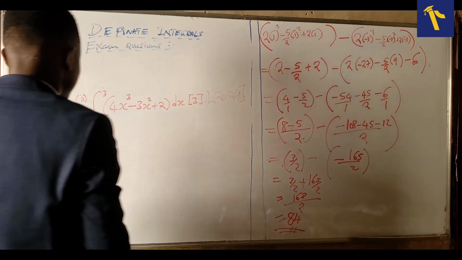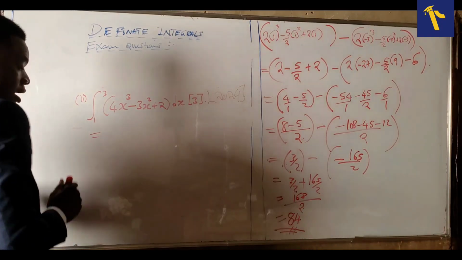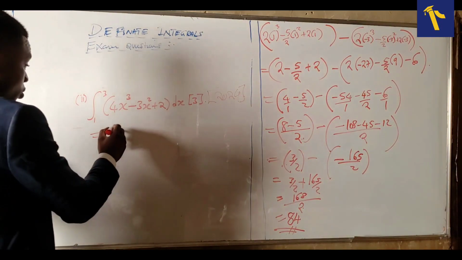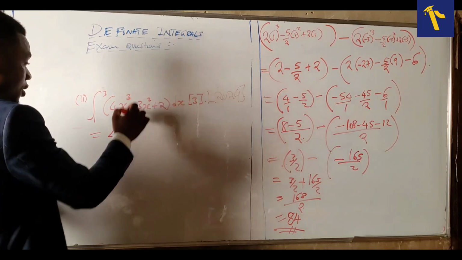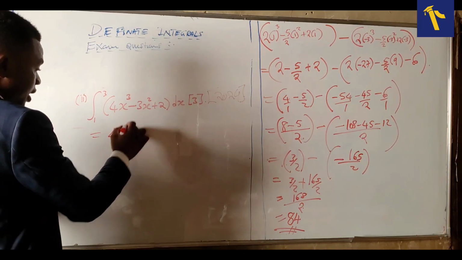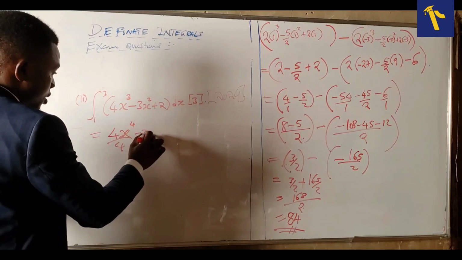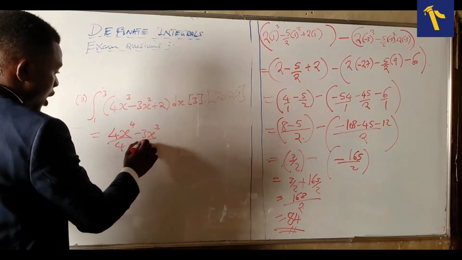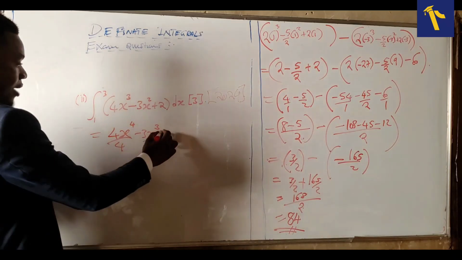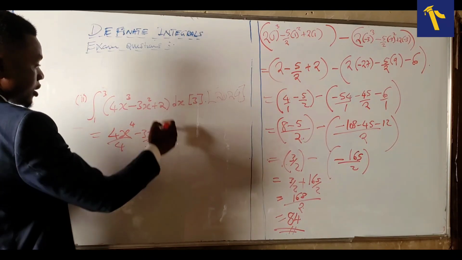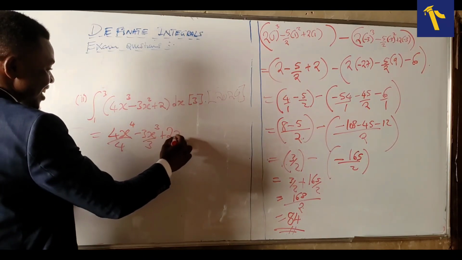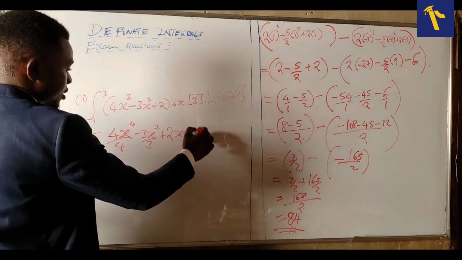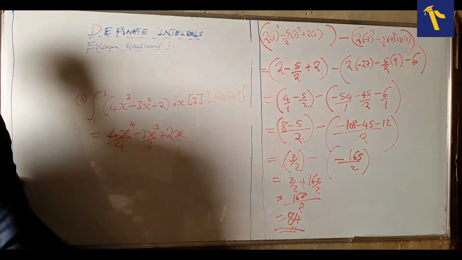Okay. So here I must assume by now we all know how to integrate. We are going to have 4x to the power 3 plus 1, that is 4, divided by the power, which is 4, minus 3x to the power 2 plus 1, that is 3, out of 3, plus, when you are integrating a constant, it is as good as just adding the variable, which is x, like that. So we can't say plus c because we are dealing with a definite integral.